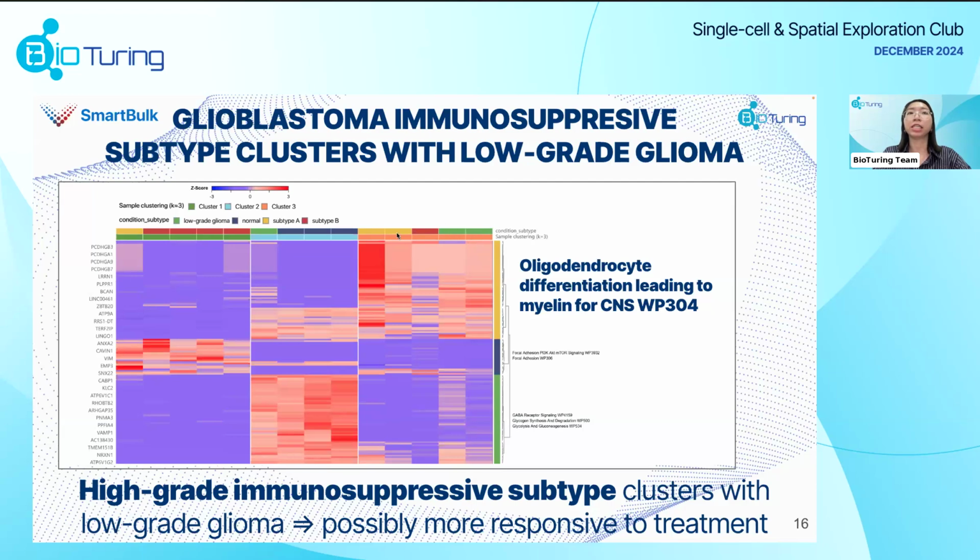So it's really interesting to see how one of these subtypes of our high-grade tumor cluster together with our low-grade glioma. And so this also leads me to believe that since this particular subtype A clustered together with our low-grade glioma, possibly this subtype A may be more responsive to treatment.